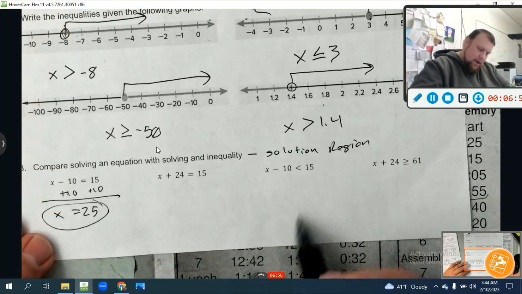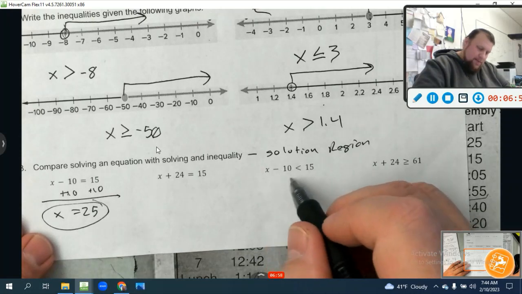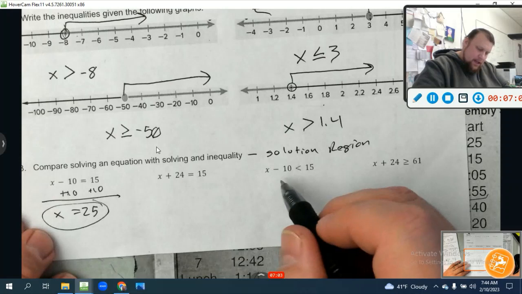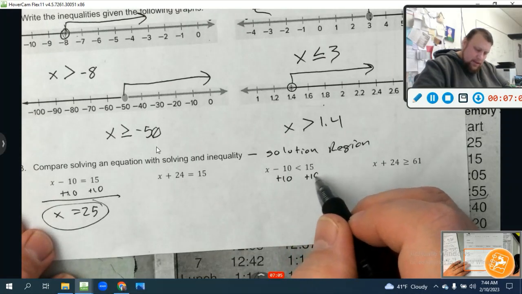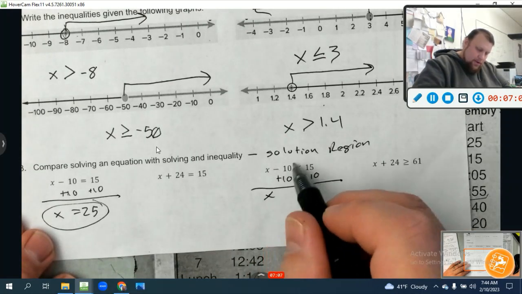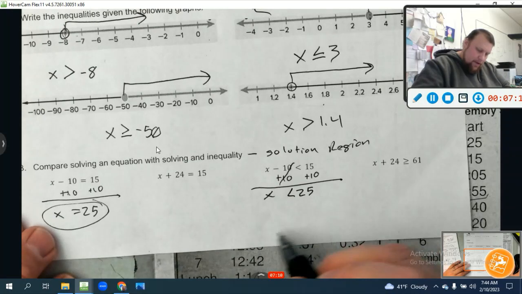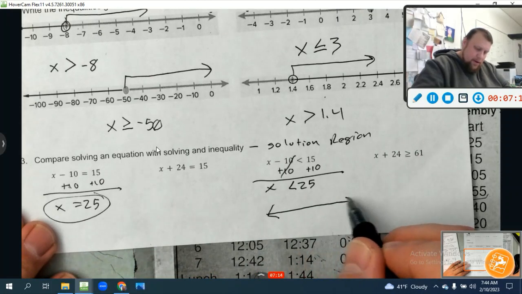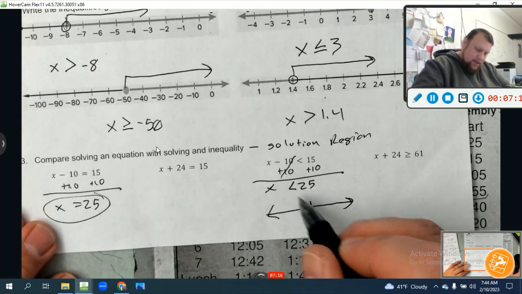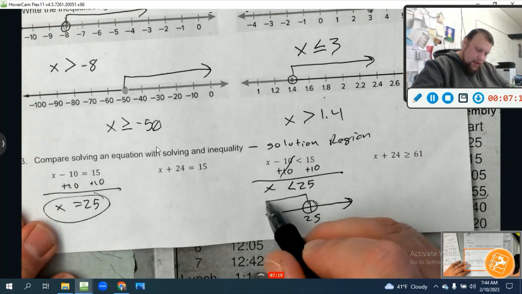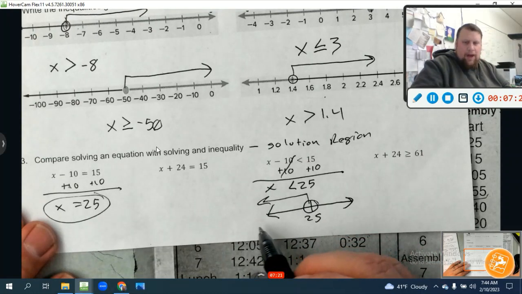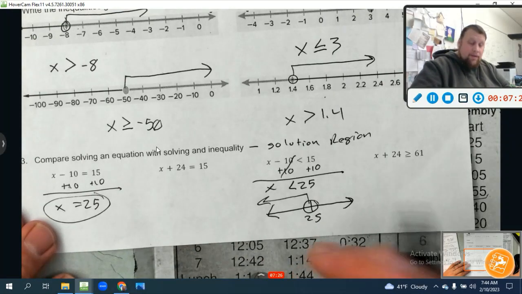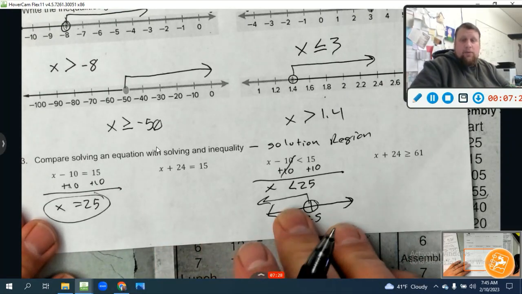Okay? So let's look at this one right here. x minus 10 is less than 15. Same question, but I've replaced the equals with a less than, so this would be plus 10, plus 10. So our answer is x is less than 25. And to graph that, the difference is this: it's less than, so it's an open dot, and it's everything to the left. Any value of x that is less than 25, 24, 23, 22, -5, -1.5, any answer that is less than 25 would make this true.